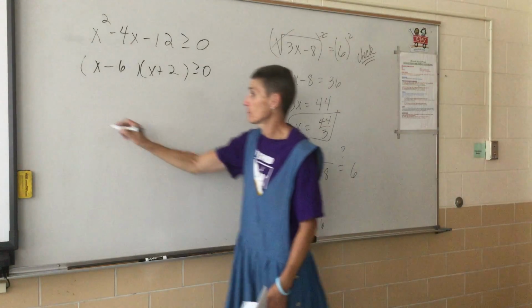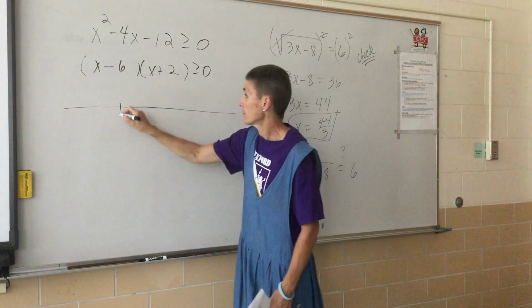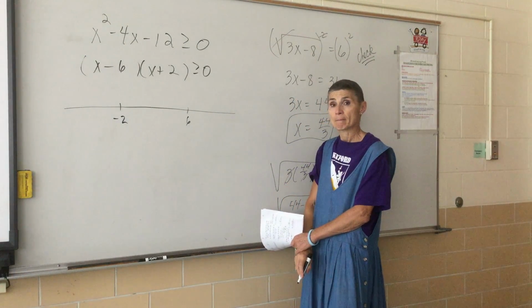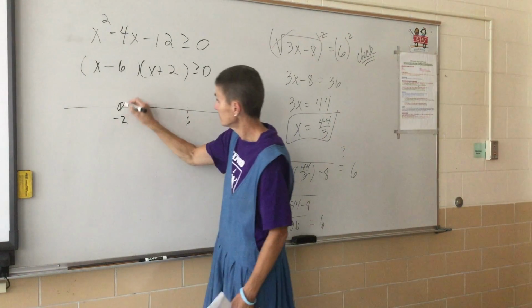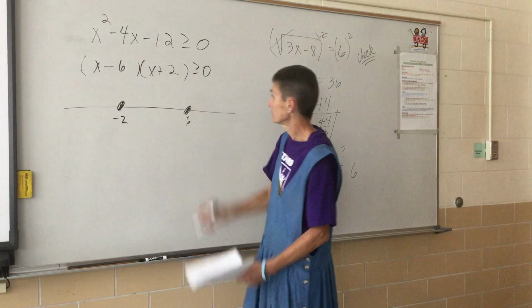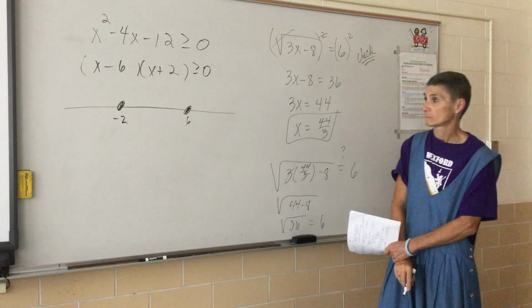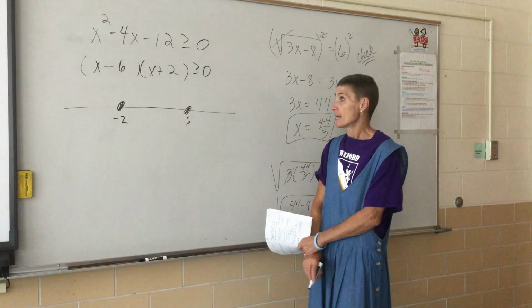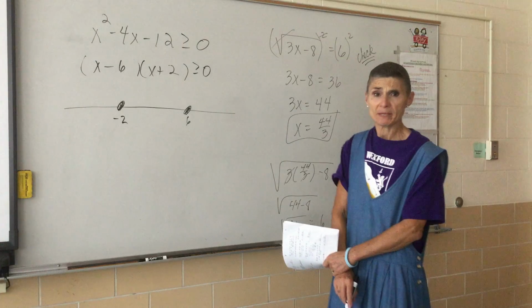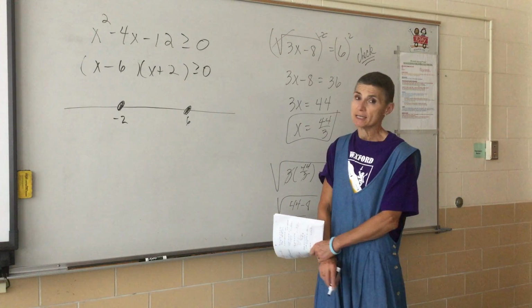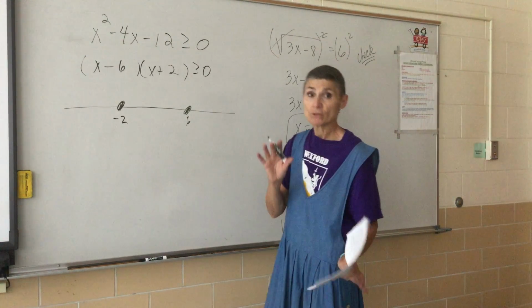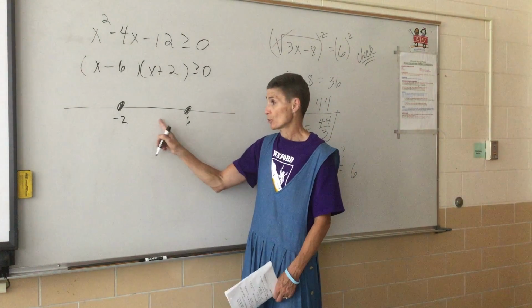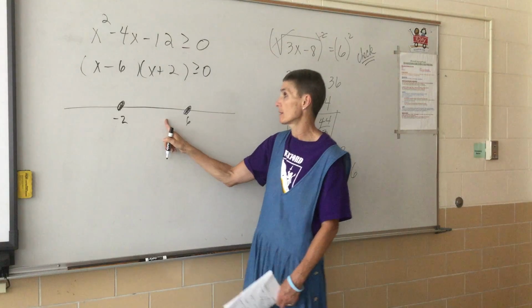Now I'm going to draw my number line. And I'm going to put a negative 2 and a 6 on the number line. And I'm going to color those in. And now I'm going to pick any number I want. And it seems like lately some of us have been picking 0. And that's such an easy number to use. However, just pay attention to where 0 is. 0 is in this section. So you're going to test this section of the number line.